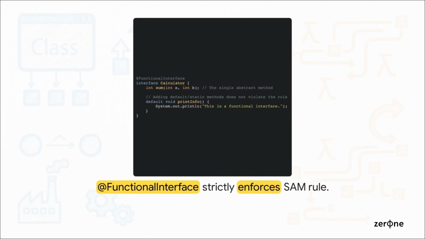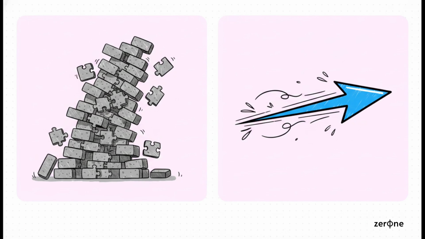Now, to keep things strictly enforced, we have the functional interface annotation. You pop this at the top of your code, and while it is technically optional, it is highly recommended. Think of it like a bouncer for your interface. If another programmer accidentally comes along later and tries to add a second abstract method to, say, your calculator interface, the compiler will immediately throw a syntax error. Also keep in mind that adding default or static methods, which actually have bodies, doesn't violate this rule. As long as there is only one abstract method, it remains a functional interface. So why does all this matter?